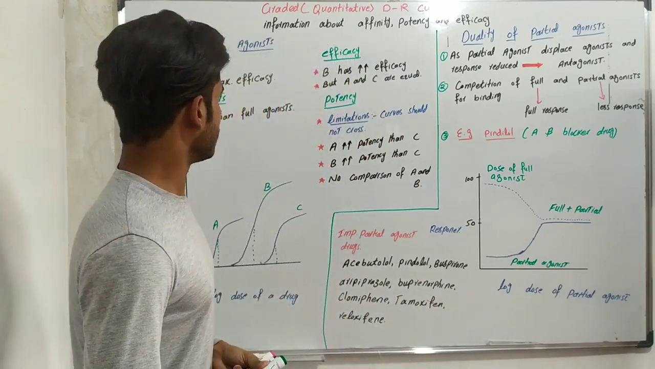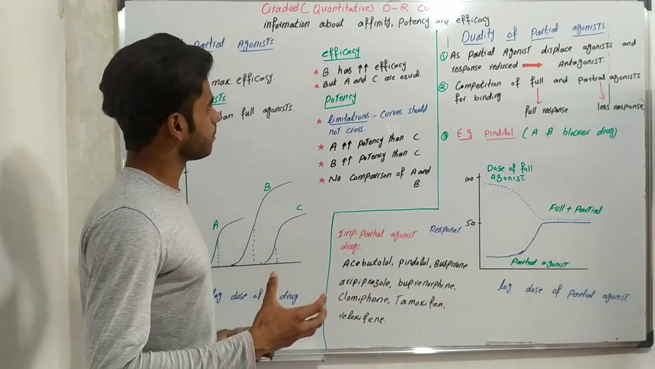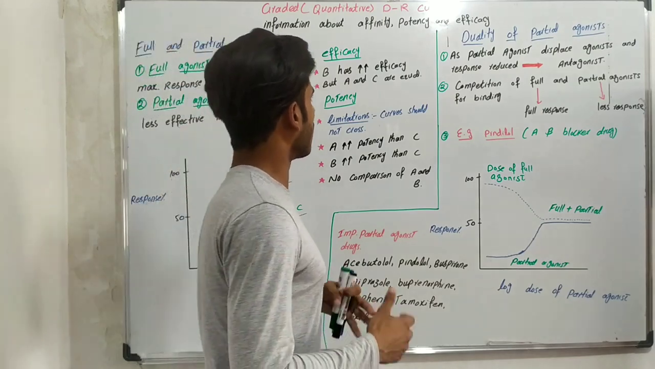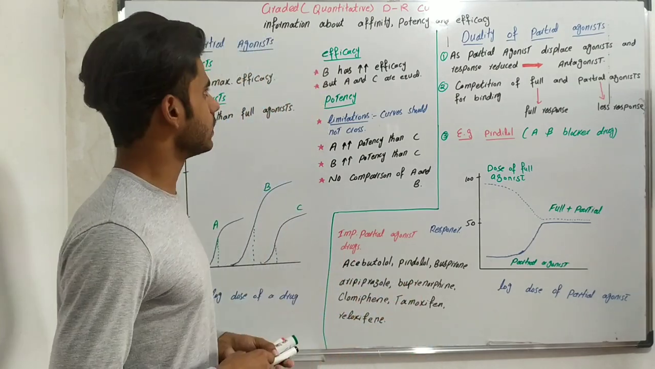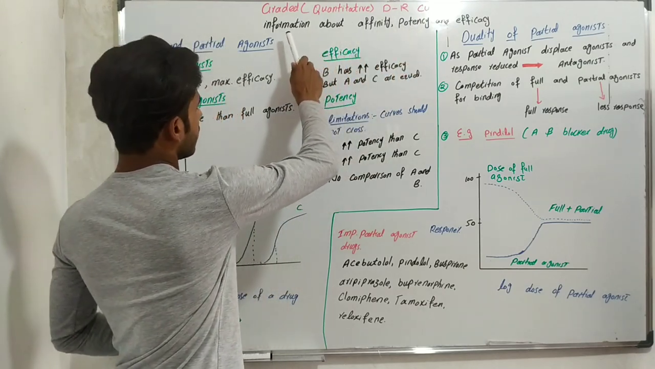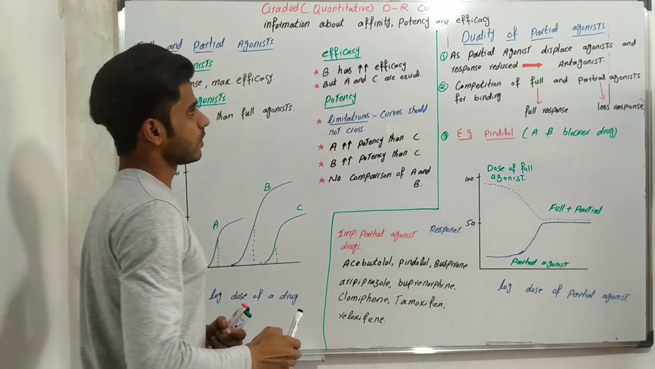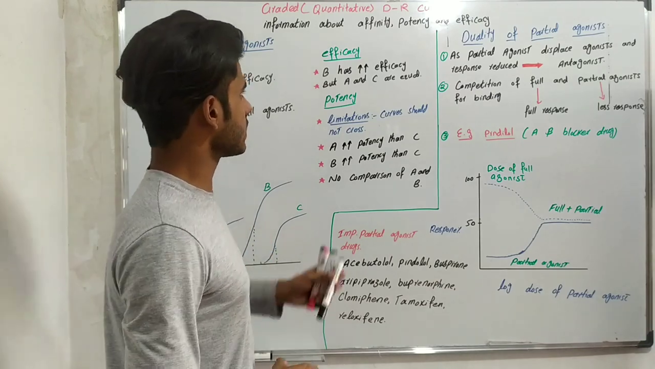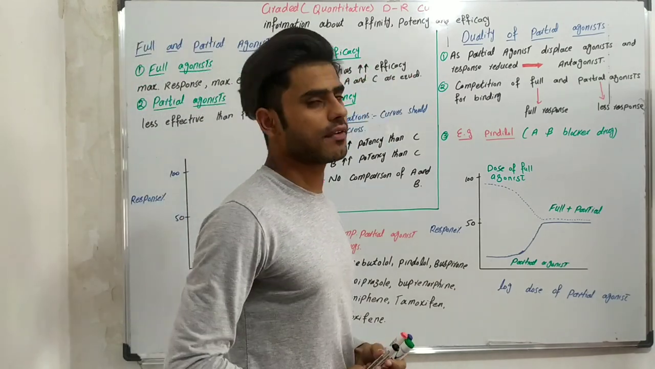So now I would like to repeat the previous lecture in a few words. That is, the graded quantitative dose response curves give us information about affinity, potency and efficacy. So what is the affinity, what is the potency and what is the efficacy?